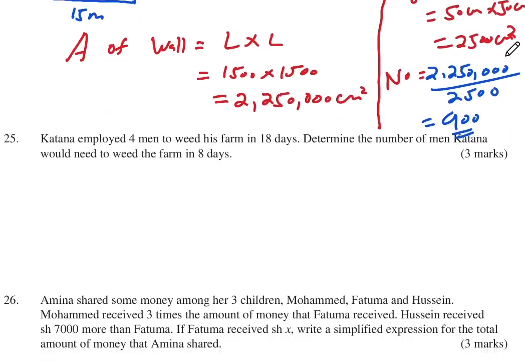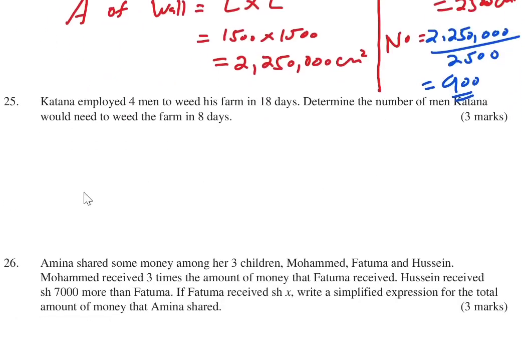Number 25 on rates and proportion. Katana employed 4 men to weed his farm in 18 days. Determine the number of men Katana will need to weed the farm in 8 days. So I teach students using the listing method. So this is men. Those who have been watching my videos already know this method. So men and days. You can pause this video and try.